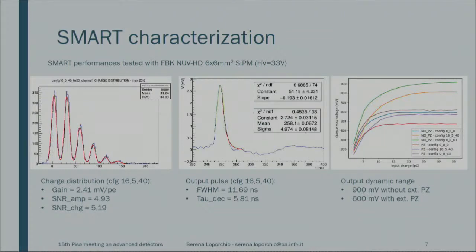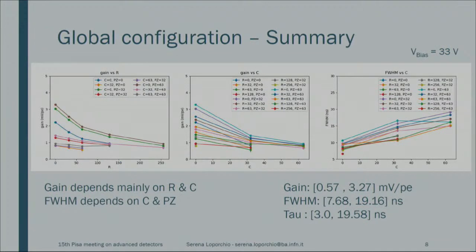We also performed a scan of the dynamic range, and here we can see the comparison for different configurations with and without the external pole zero, which, as we can see, reduces the dynamic range from about 900 millivolts to 600 millivolts. Here we can see a summary of this measurement, where we can see the dependence of the gain on the filtering capacitance and the gain resistance.